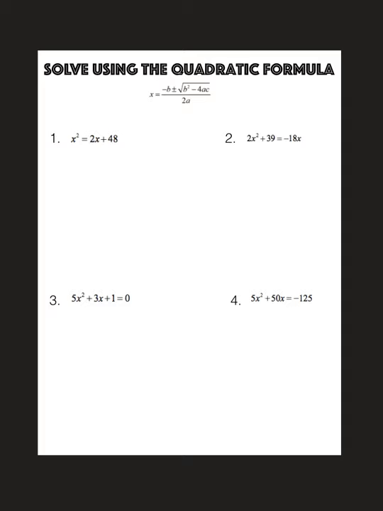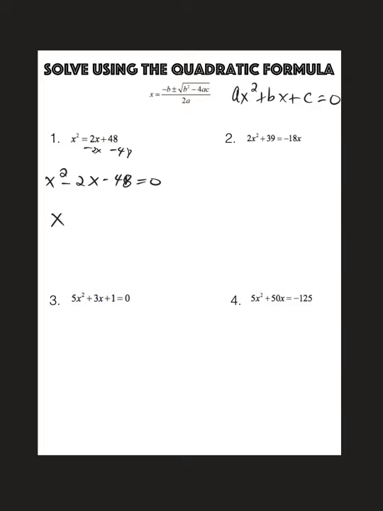Here's some examples of quadratic equations that we want to use the quadratic formula for. Before we do anything with our quadratic equations, we have to make sure that they're in general form, which means that my x squared term is the first term, the x term is the second, then the constant, and then it's equal to 0. So I would have to transform number 1 by subtracting 2x from both sides and subtracting 48 from both sides, and make this x squared minus 2x minus 48 is equal to 0. I need to find what x could be to make this a true statement.